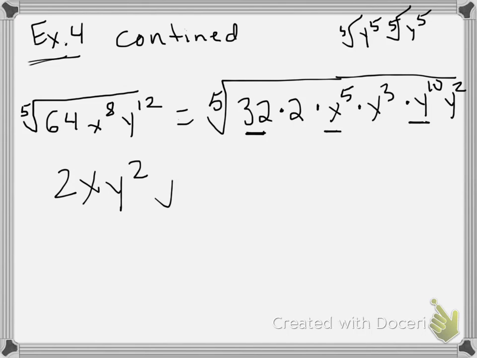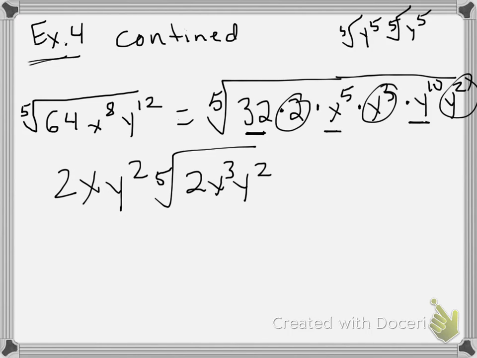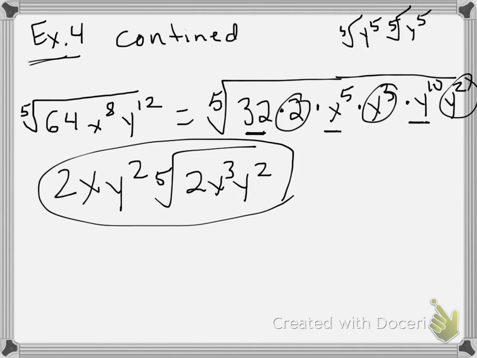So then what's left over, we write in here: we got this 2, we got x cubed, and we got y squared. That would be our final answer. That's a fun one.